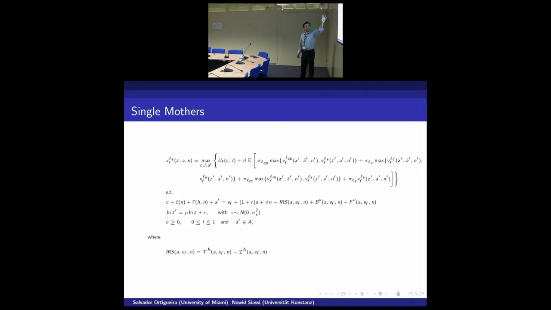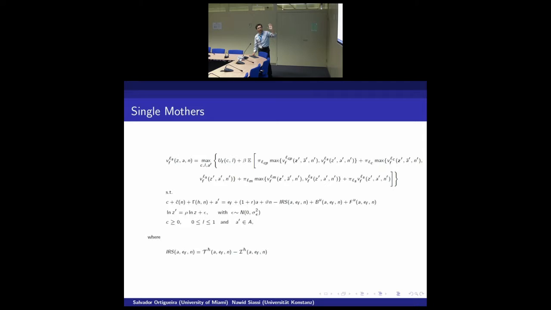So this is the maximization problem of the single mother. Therefore, if we change the parameters in the taxes or the tax credits, if we change the TANF, if we change the food stamps, it's going to change the decisions of the single mother. The model includes behavioral responses of single mothers to taxes and transfers.